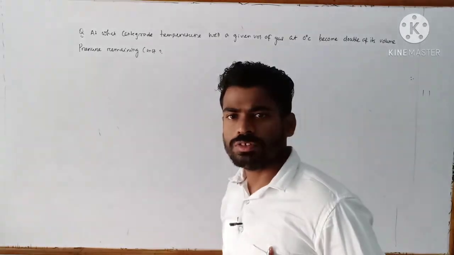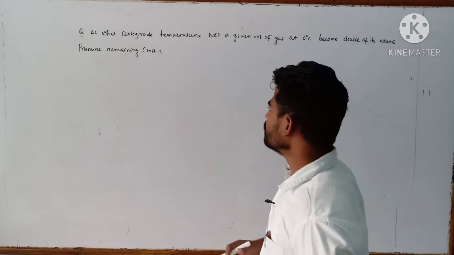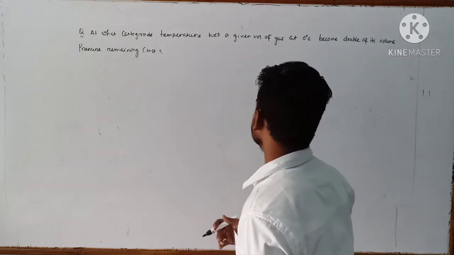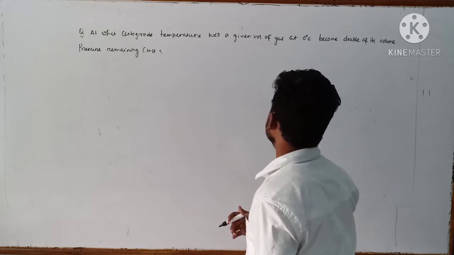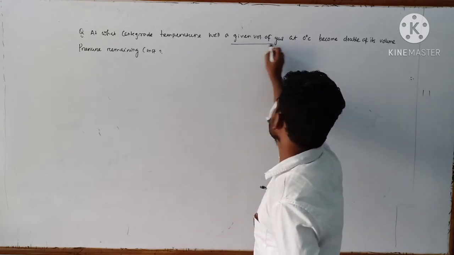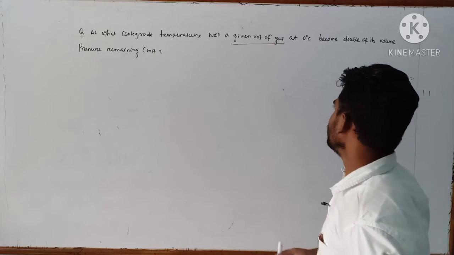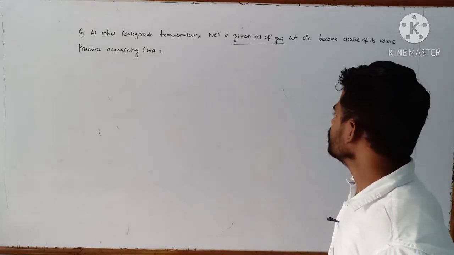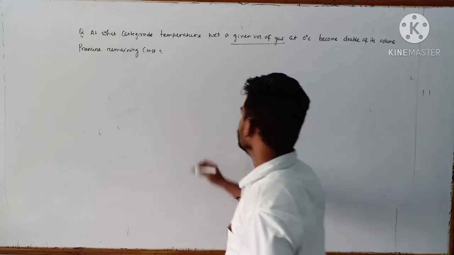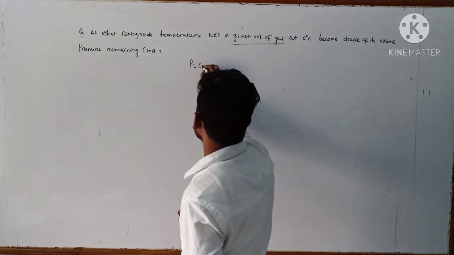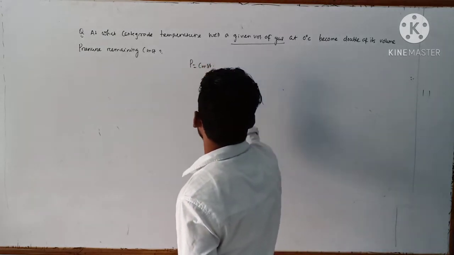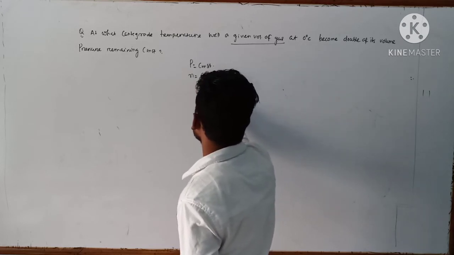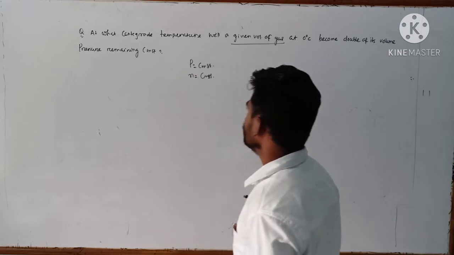So now you see in this numerical, at what centigrade temperature, that means temperature is asked, will a given volume of gas at 0 degree centigrade become double of its volume if pressure remains constant. So pressure is constant for a given volume of gas, that means mass of gas n is also constant, right?